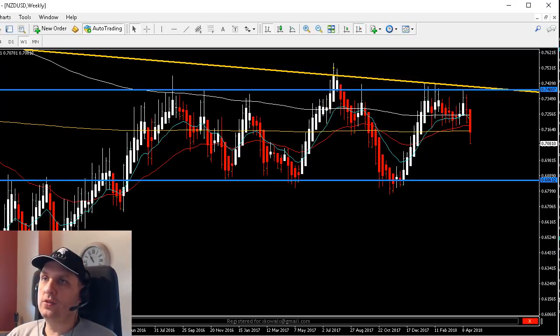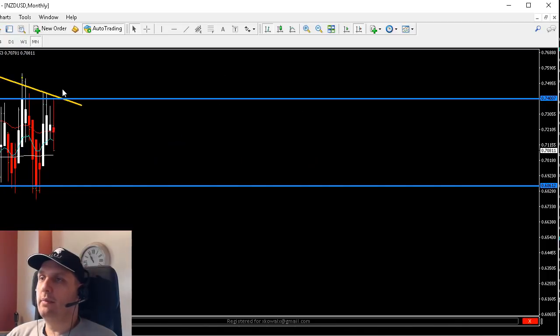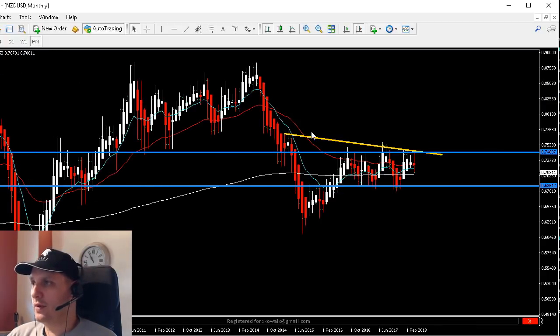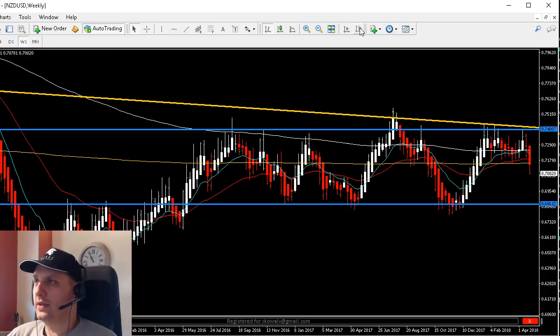This is our New Zealand dollar US dollar weekly chart. We have horizontal resistance in this area, a lot of resistance in the whole area, also some false breakouts, I would say, on the weekly charts. And if you look even on the monthly chart, you can see a powerful trend line. Of course, drawing a trend line is a tricky thing, but if you connect those previous lines in an angle, it's touching all those previous highs.